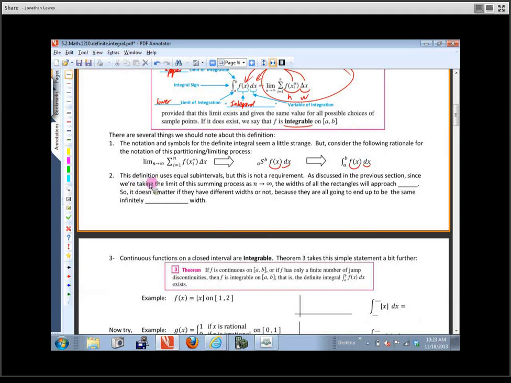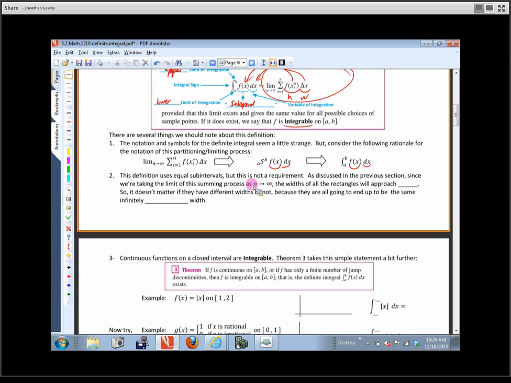Okay, the next thing is the definition uses equal subintervals. Okay? They did that for convenience. That makes it nice and easy, but that's not a requirement. You can break it up any way you want. You can make a couple wide ones, a bunch of narrow ones, and so forth. And we talked about this before. Since we're taking the limit of the summing process as the number of slices approaches infinity, even if you started with different widths, we're going to make so many of these little rectangles, so many of these little subintervals. How wide are they each going to end up being effectively?